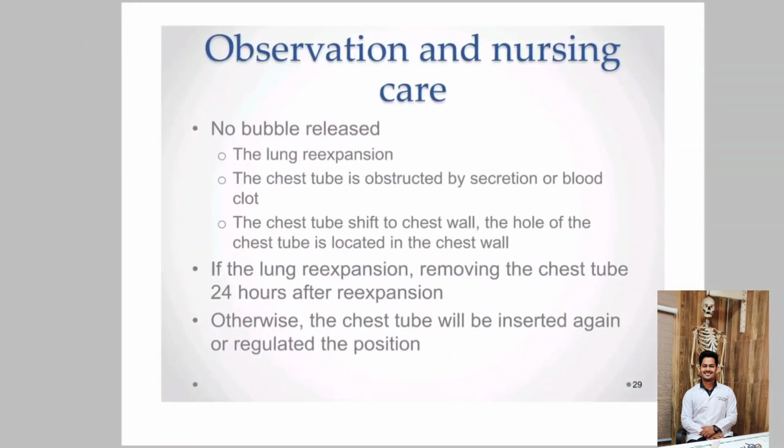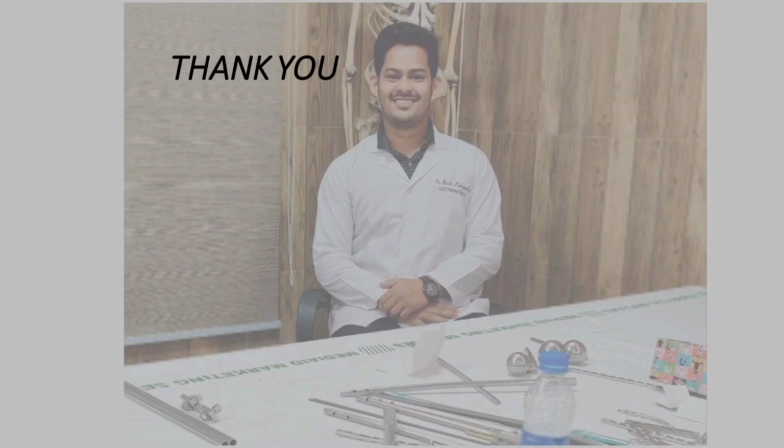Now observation and nursing care is of utmost importance. So we have to check for the movement of the column in the underwater seal. We have to take note of the drain. We have to see how much collection is there, and we have to see for the lung re-expansion, any obstruction of the chest tube, or any blood or any clot. We have to be making sure about all these things in the ward itself.